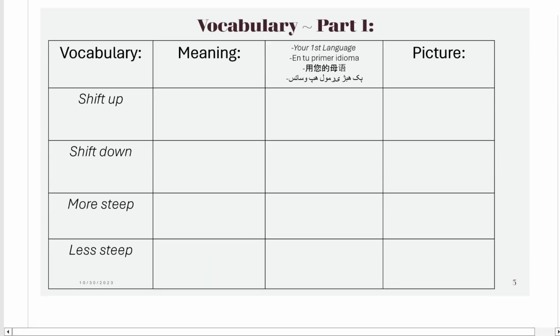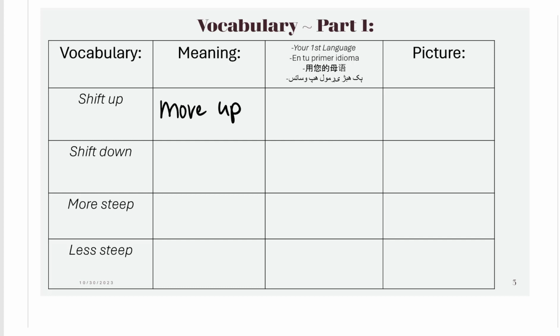First, we have vocabulary part 1. We're going to write the meaning, and then you're going to translate it into your first language, and then we're going to draw a picture. So aquí podemos escribir qué significa. Shift up means move up. In this column, you need to write it in your first language. So en esta columna necesitas escribir en tu primer idioma, español, or you need to write it in Pashto, Farsi, Urdu, Chinese, whatever your first language is. For the picture, we're going to draw an example.